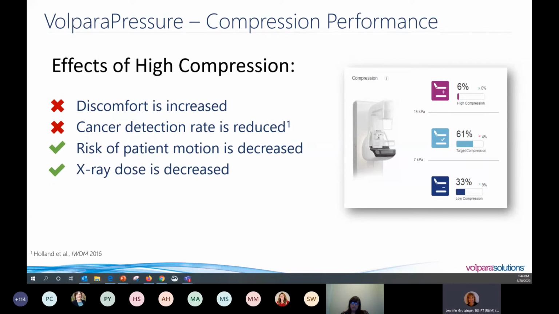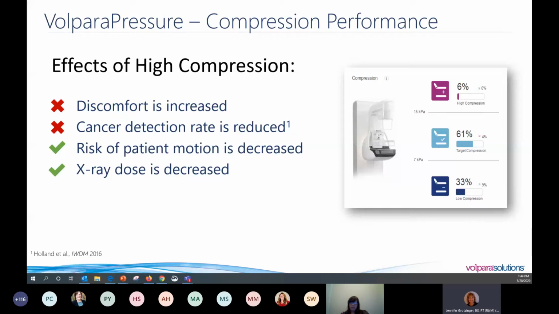With high compression, the positives are you have a less likely chance for your patient to move if you have too much compression, and your X-ray dose to your patient is decreased with high compression. But unfortunately, your patient is going to be a lot more uncomfortable, and the cancer detection rate is reduced.